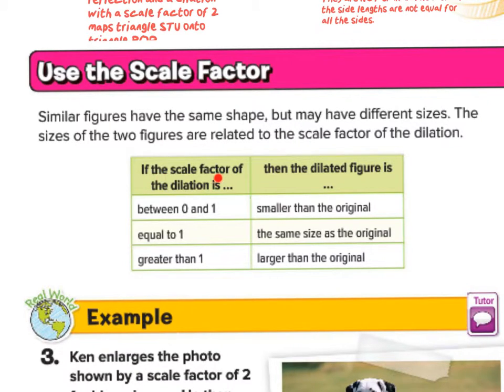So if the scale factor of the dilation is between 0 and 1, then the dilated figure is smaller than the original. If it's equal to 1, it's the same size as the original. If it's greater than 1, it's larger than the original. It makes sense. So here, if it's a fraction, it's smaller. If it's equal to 1, it's the same. If it's greater than 1, it'll be larger. And that's only when we're talking about the scale factor.